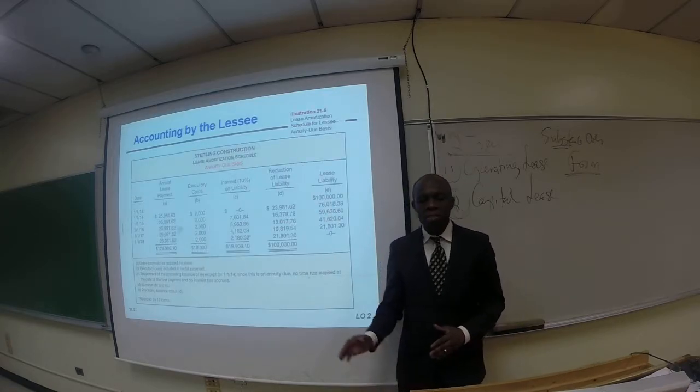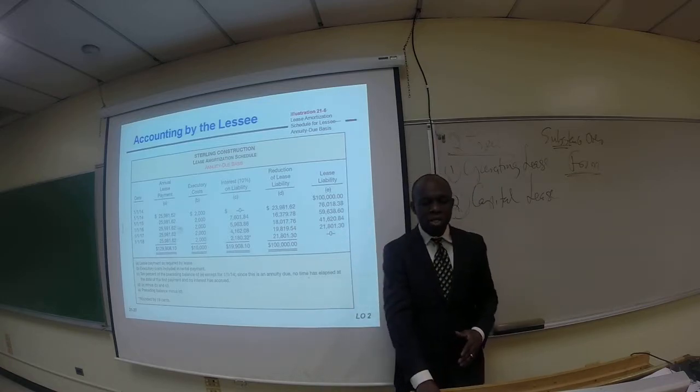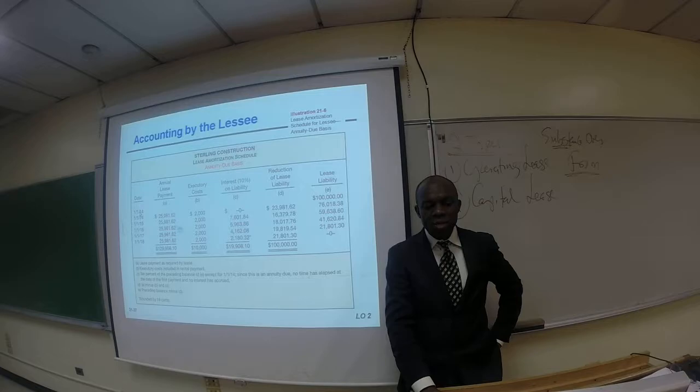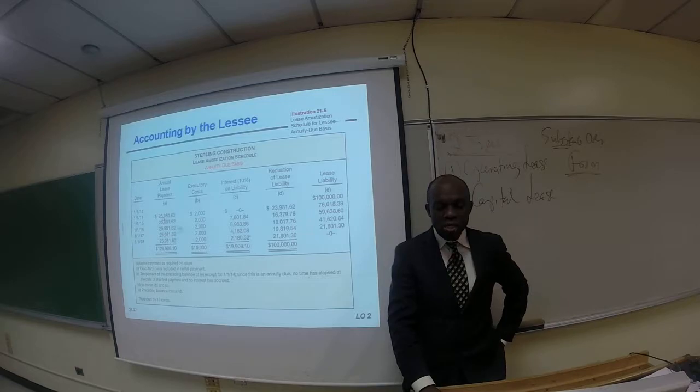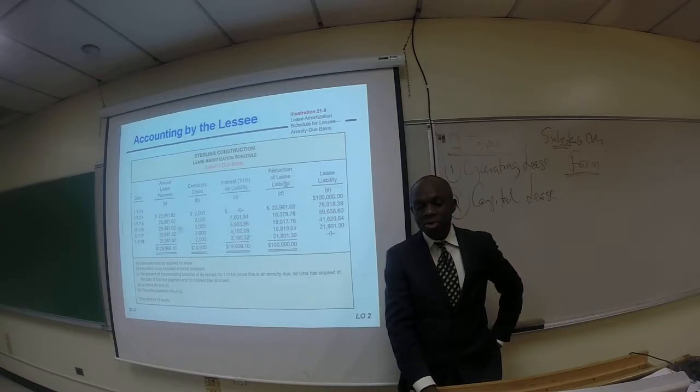Now, take a look at this table, the lease amortization table. It is very important for you to be very comfortable with this table. Take a look at the first column, the date. The second column is the annual lease payment. The lease liability is $100,000. Now, this is the beginning, 1-1. So on January 1st, 2014, we paid $25,981. Of course, the executory cost is $2,000. The interest component is non-existent, like we explained. And the reduction of lease liability is $23,981, excluding the executory cost.